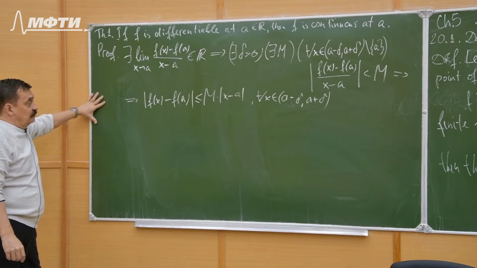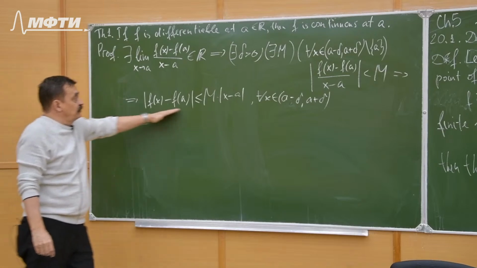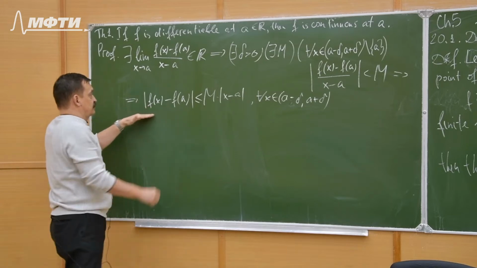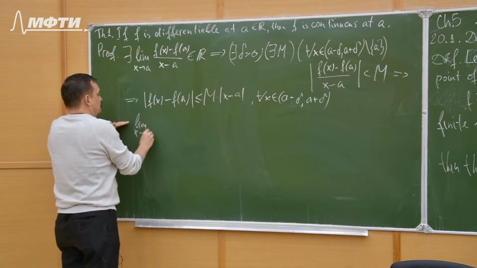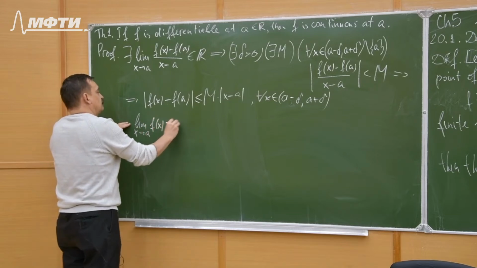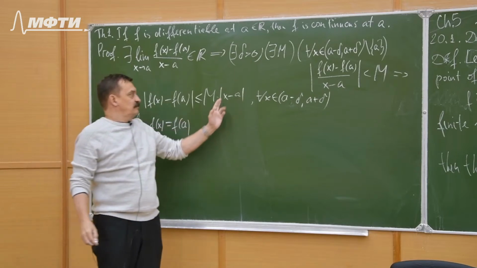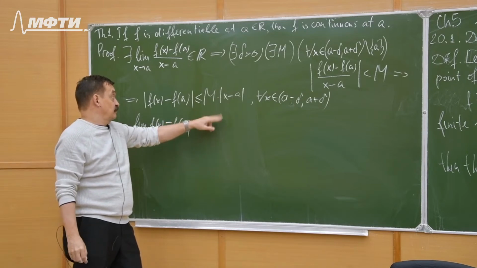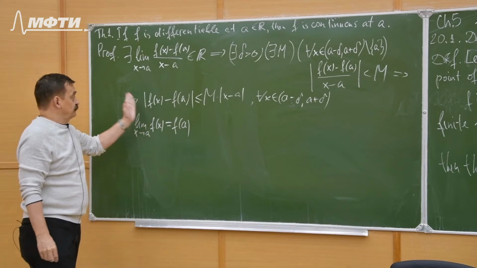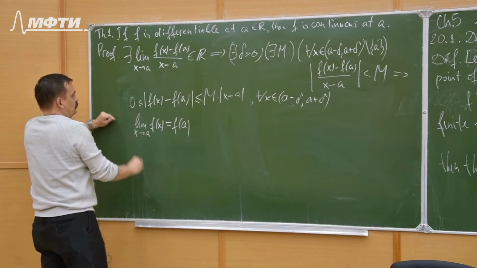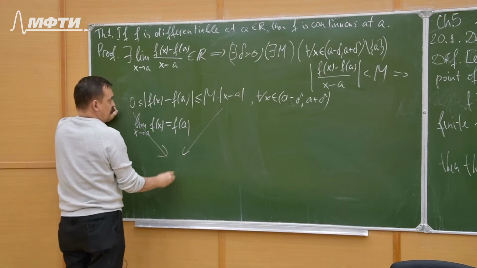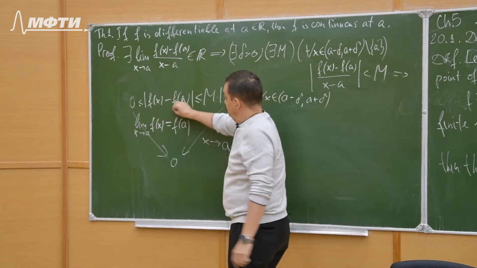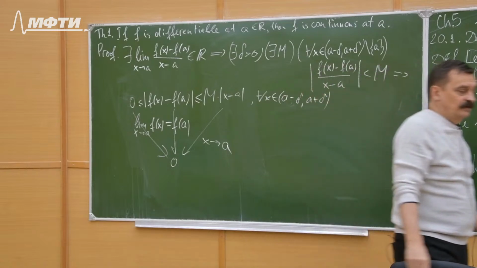And in fact now we may conclude continuity of f, since the limit as x tends to a of f of x equals f of a. Because, you see, as x tends to a, by the two policemen theorem, the left side is non-negative, and the right side tends to 0 as x tends to a. So the middle part also tends to 0.